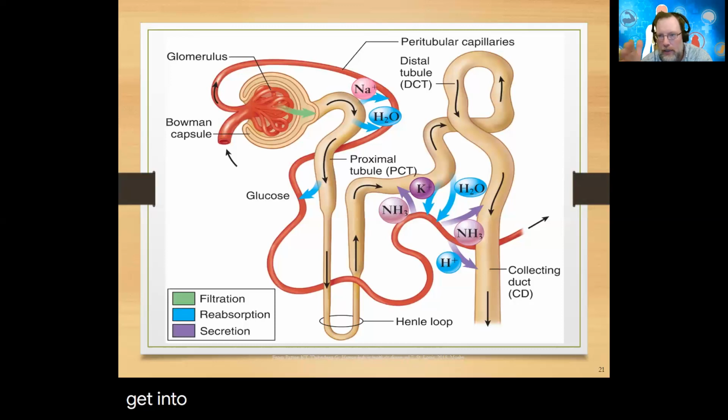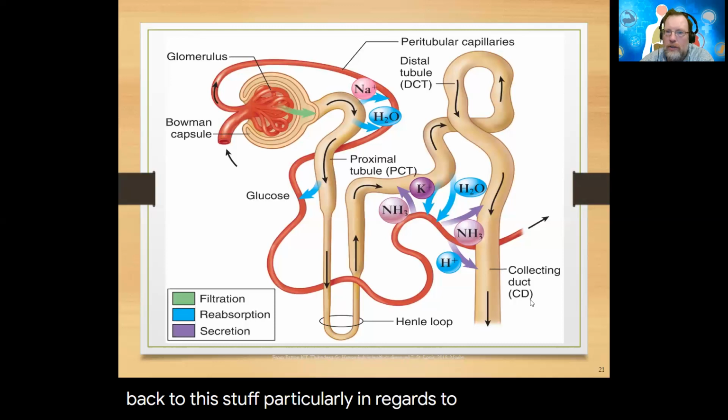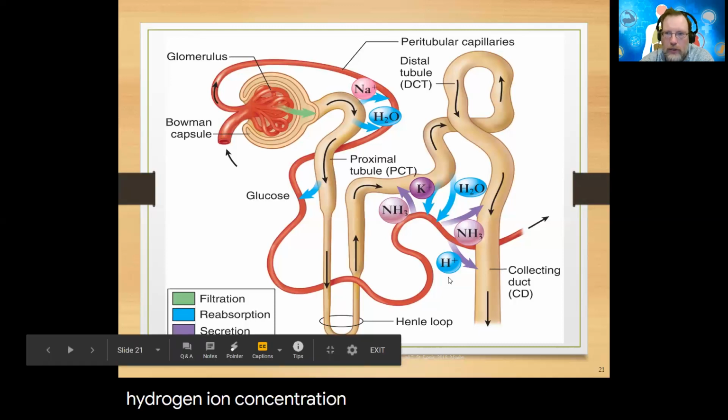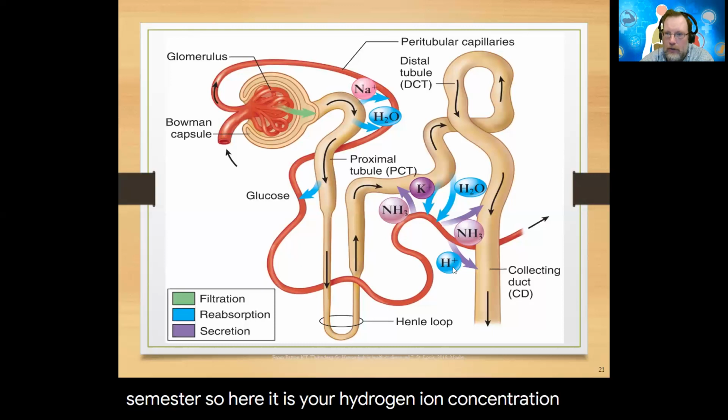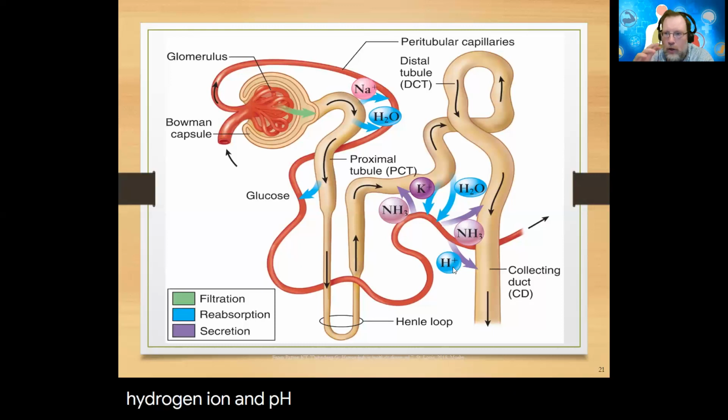And then we get into pH balance and fluid balance. So we're going to come back to this stuff, particularly in regards to hydrogen ion concentration, like really the rest of the semester. So here it is, your hydrogen ion concentration. Hydrogen ion and pH go hand in hand. The little p, big H: the big H is for hydrogen ions.